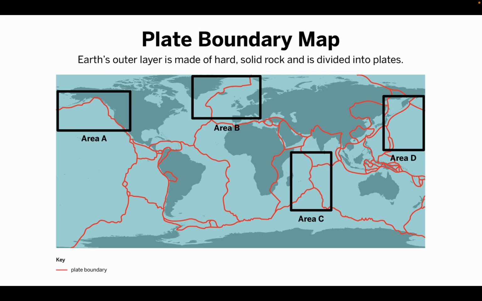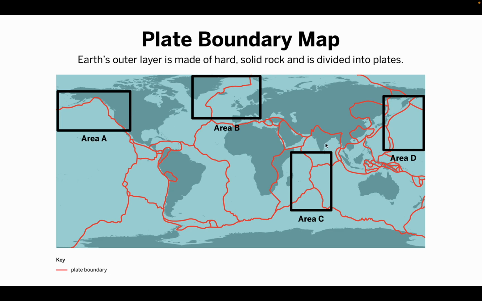So find North America, find the United States. It's right up here in this area, right next to Area A. And so we're in a plate boundary that's pretty large. But if you look over to where California is and then come down, right on the edge where Mexico is, right here, you can see that there's this plate boundary that runs right along our west coast. Some of these plates are very large, and some of them are really small.